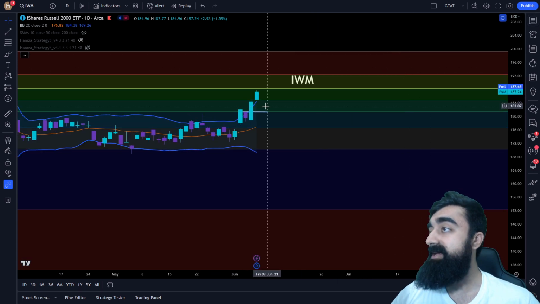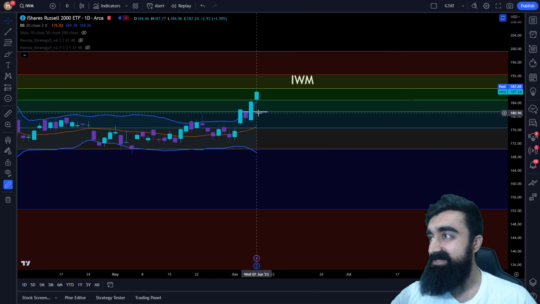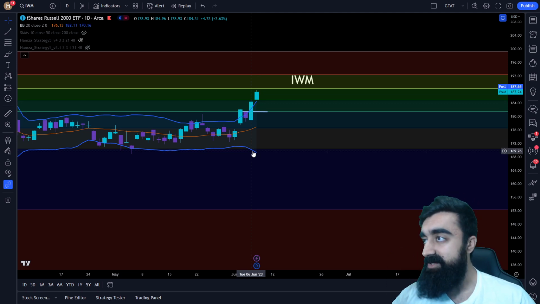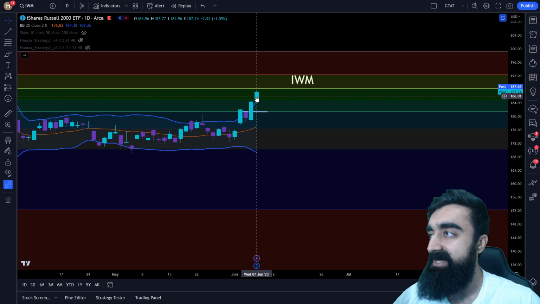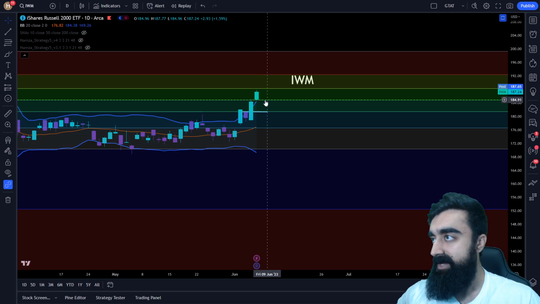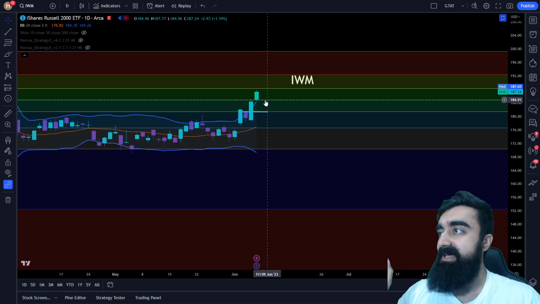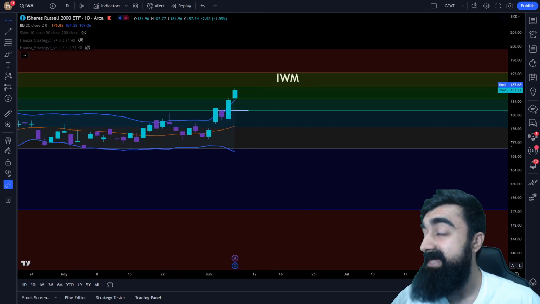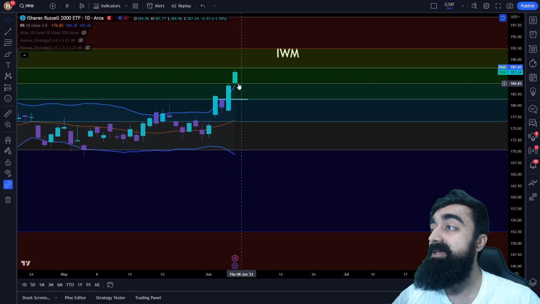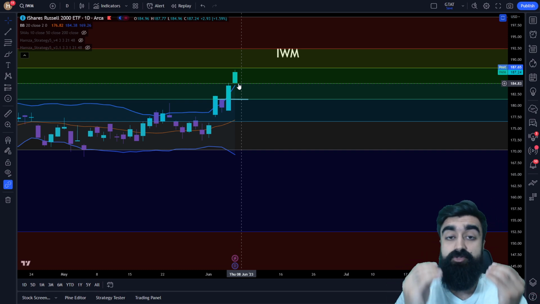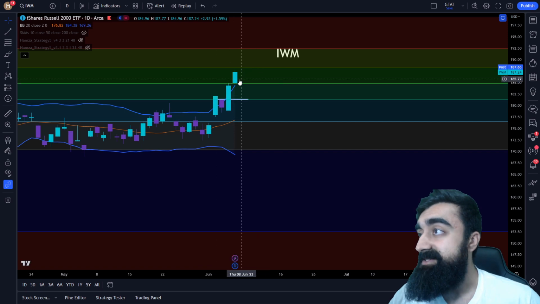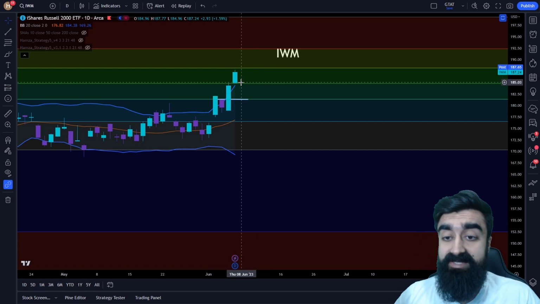So what we're seeing right now is that the Russell, this indicator right here, the blue lines are the Bollinger Band. We're seeing the Russell very overextended to the upside in terms of the Bollinger Band. And when we get closes and opens outside of the upper level of the Bollinger Band, that denotes extreme overextension to the upside. And moves like this do not sustain themselves.